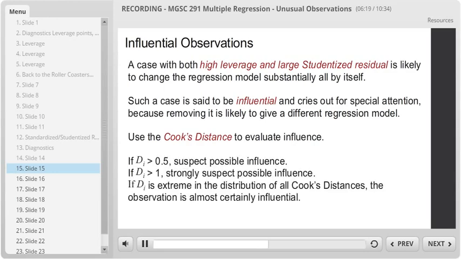If the value for Cook's distance is greater than 1/2, suspect possible influence. If Cook's distance is greater than 1, strongly suspect possible influence. If the value for Cook's distance is extreme in the distribution of all Cook's distances for your data, the observation is almost certainly influential.